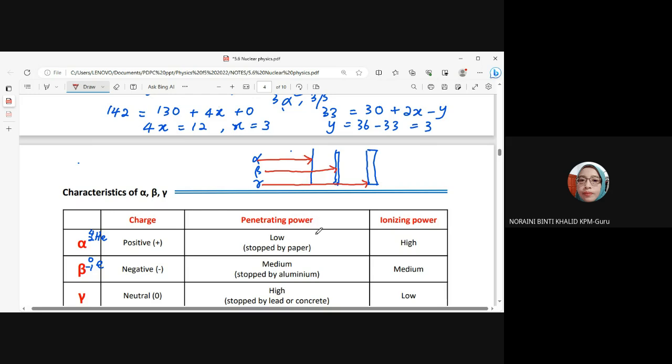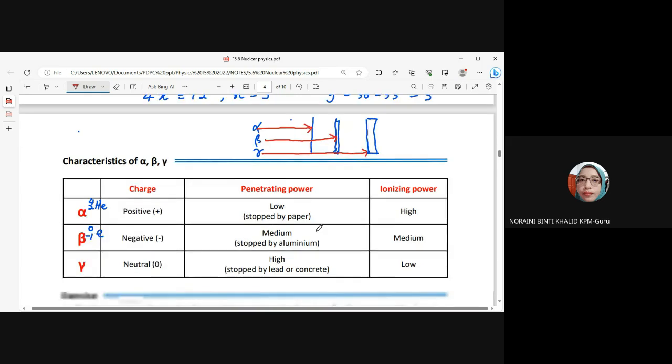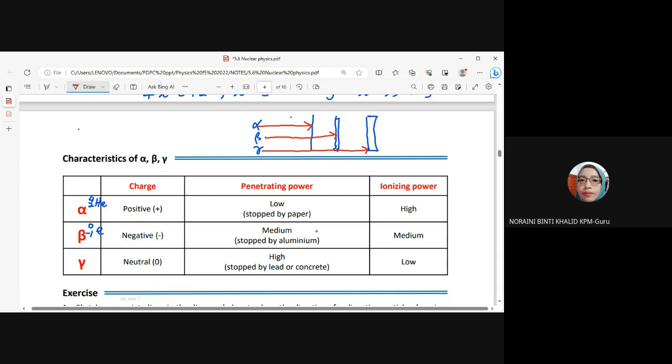Kuasa menembusi suatu medium. Okay, penetrating power: alpha, very low. Beta, medium. Gamma, high.